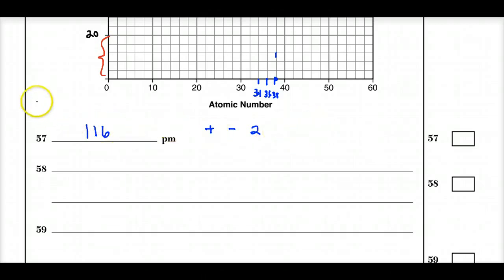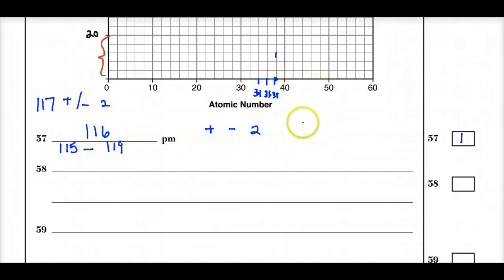The answer supposedly is 117 plus or minus 2. So I have the range of anywhere from 115 to 119. I got 116, and that falls in that range, and that gives you a point. So you can see if you're not careful in that instance, reading off the graph, it's very easy to get this wrong. So be very careful.